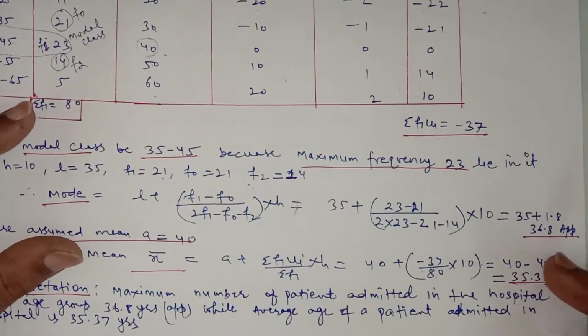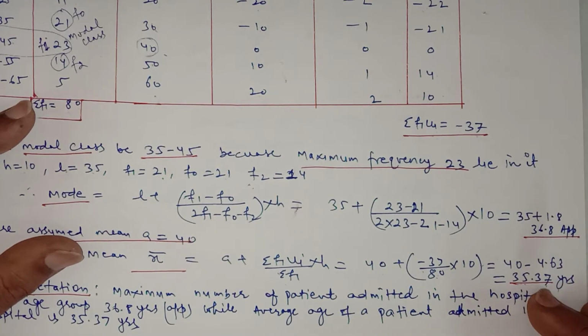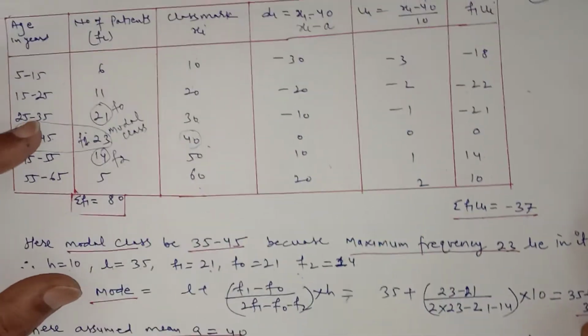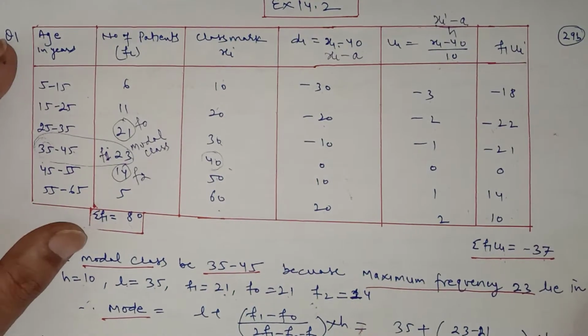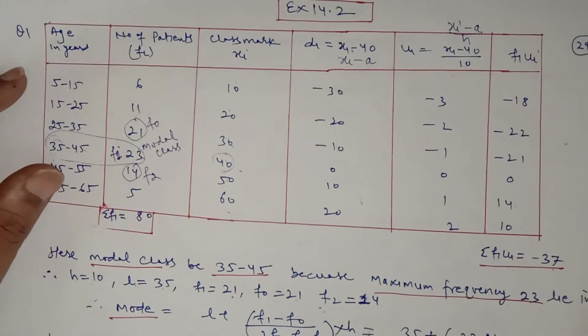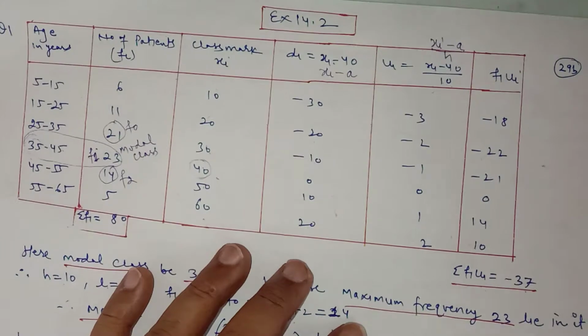That is 36.8, and the average age is 35.37. So in this question, you have to find both things, that is the mode as well as the mean. So this is question number 1 of this exercise.